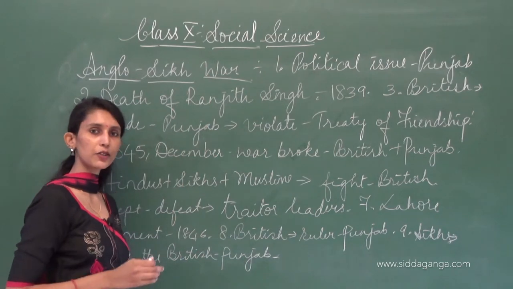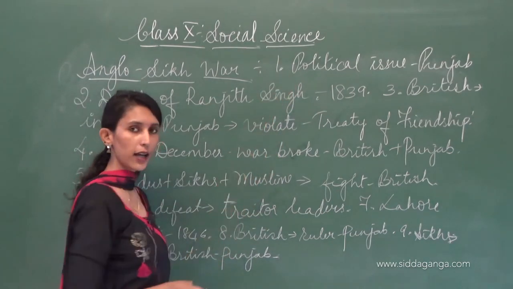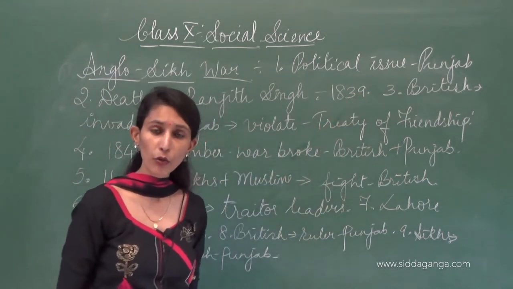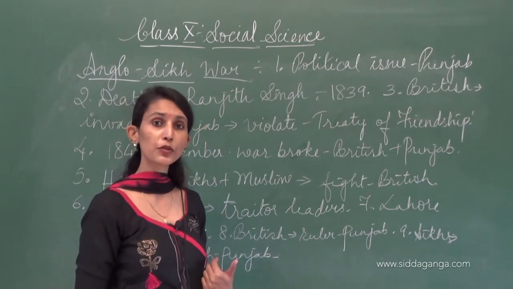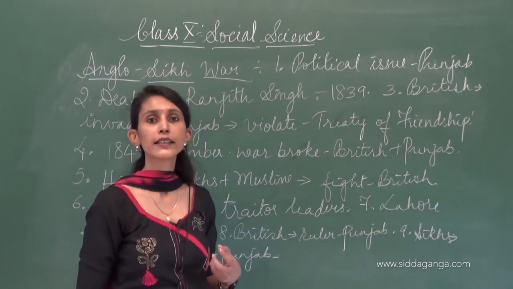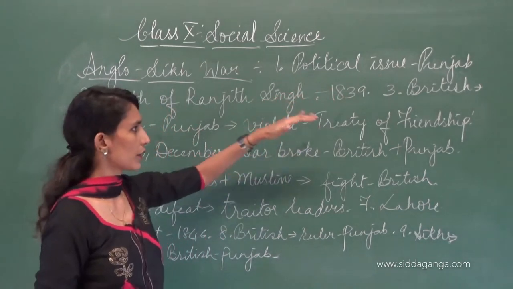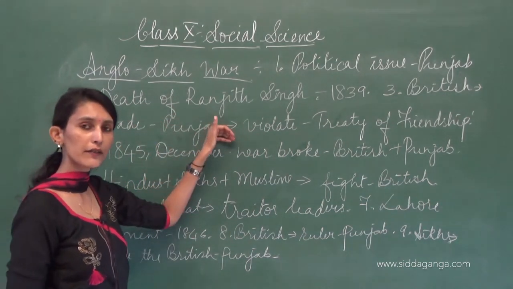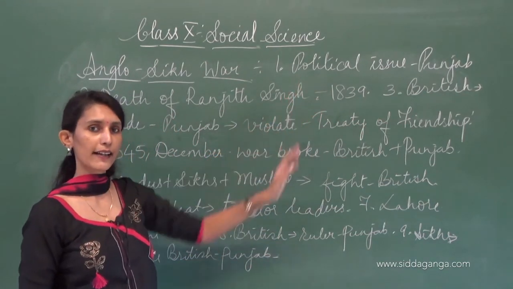The Anglo-Sikh War began after the death of Ranjit Singh in 1839. Now, why did this break out? Because of the political issue in Punjab as to who will rule the kingdom next. Earlier there was no problem as such because a treaty of friendship had been signed. But Ranjit Singh was no more, and the treaty of friendship also dissolved with his death. Did you understand this much? Okay. Next. The British wanted to invade Punjab. How did they try to invade Punjab? By violating the Treaty of Friendship. This is the background point of the Anglo-Sikh War.